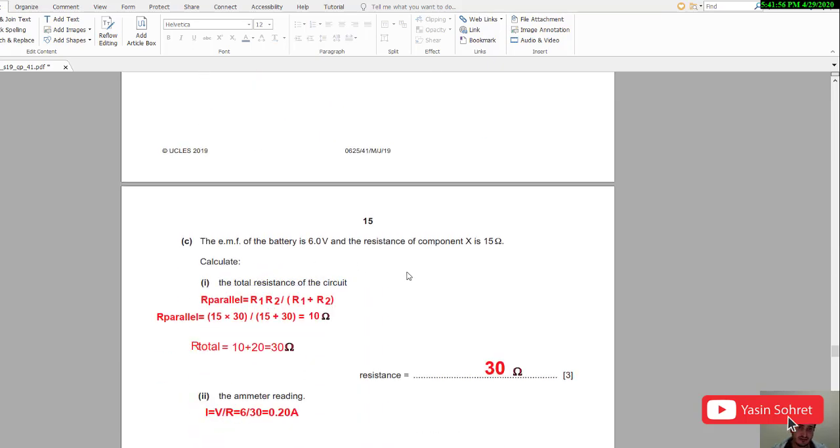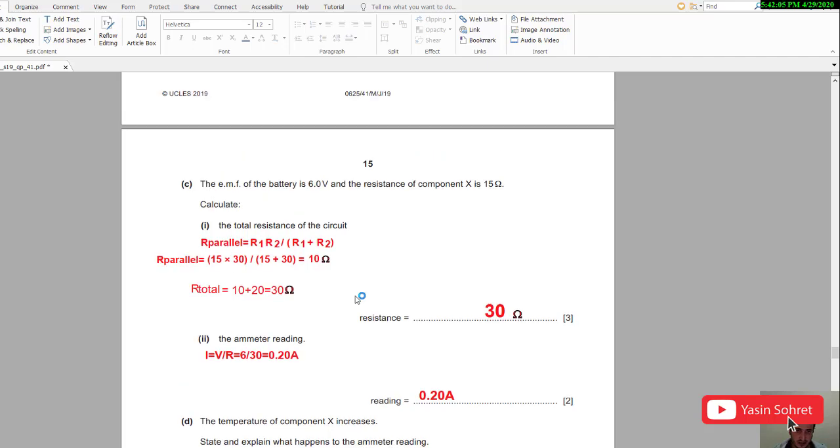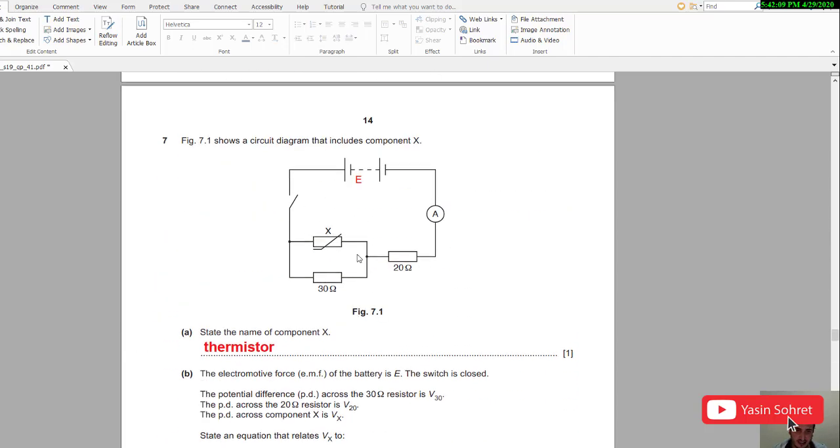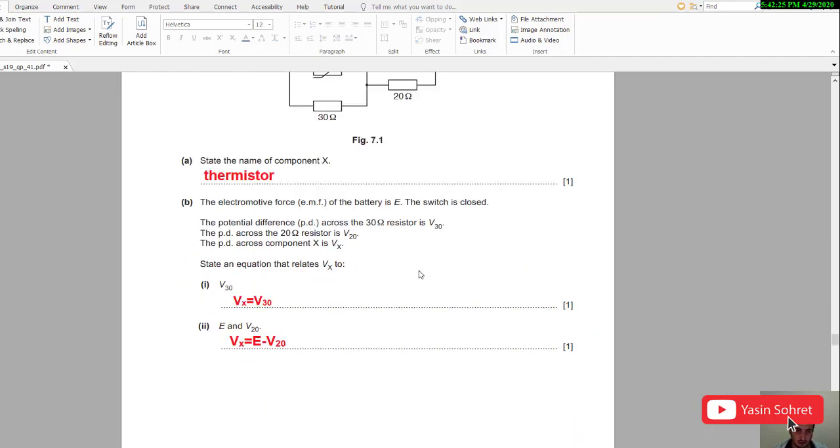The EMF of the battery is 6 volts and the resistance of the component X is 15 ohms. Calculate the total resistance of the circuit. First of all, we have the thermistor and 30 ohms in parallel, and a series resistor with these two parallel resistors. So first we have to find the equivalent resistance of X and 30 ohms, and after that we are going to add the 20 ohms.